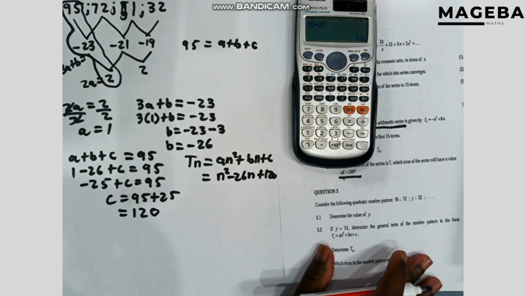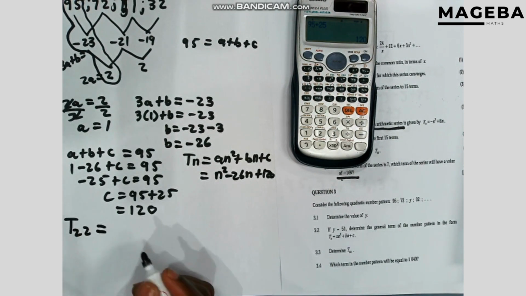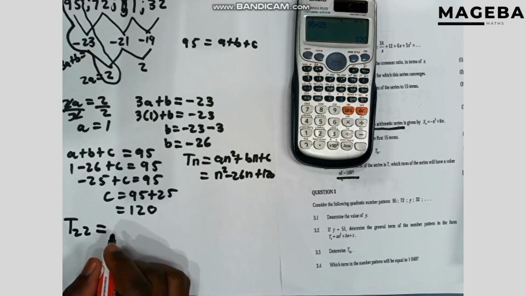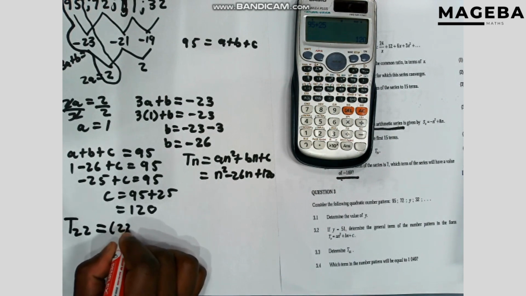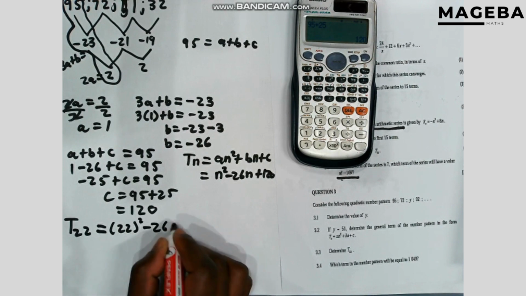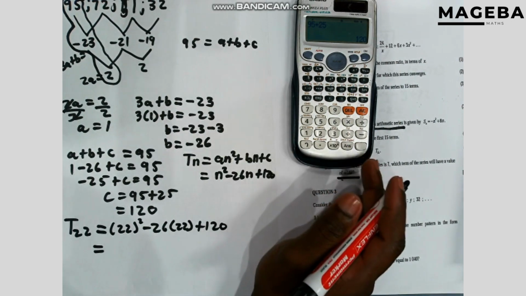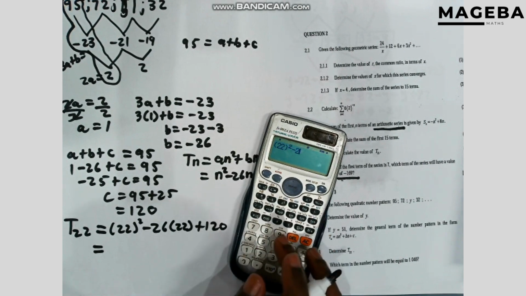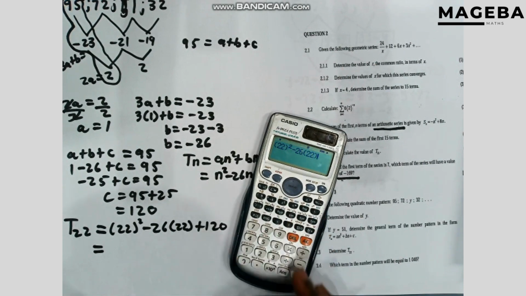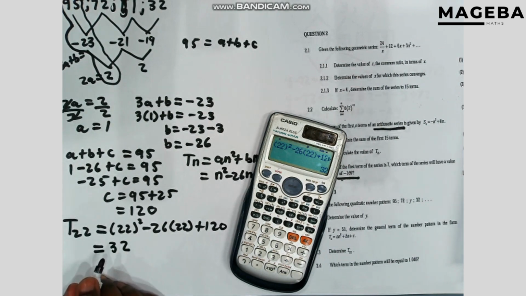Then the next one here, they're saying find T22. So it's T22. The term is 22. How do we find it? We already have the formula. It's just a matter of substitution. Then it's 22 squared minus 26 into 22, then plus 120, which is our answer. It's 32. I hope we get that one.